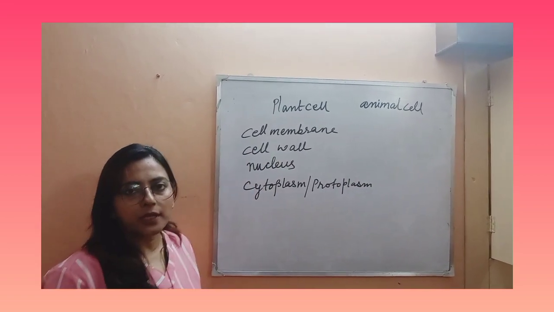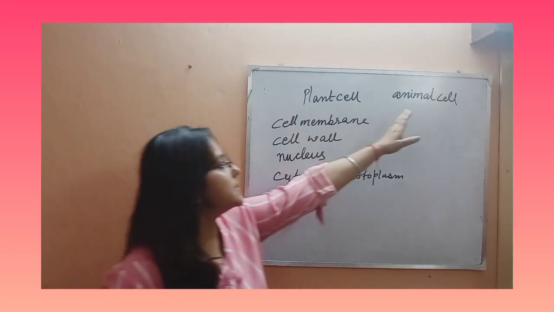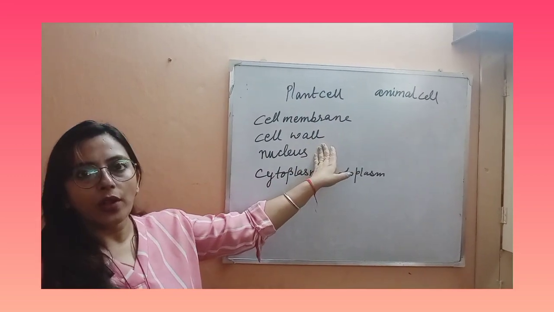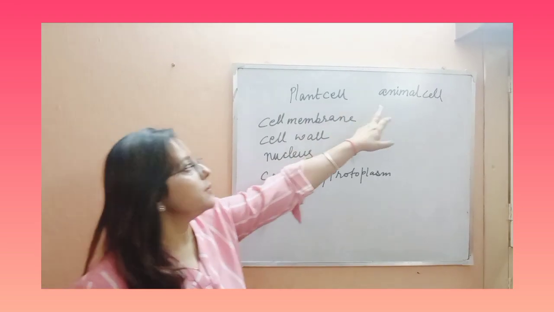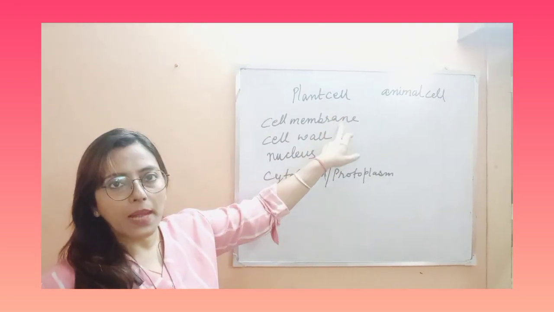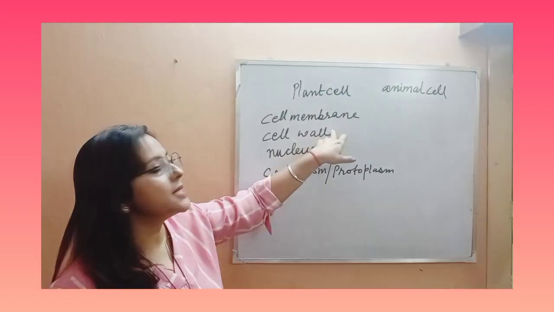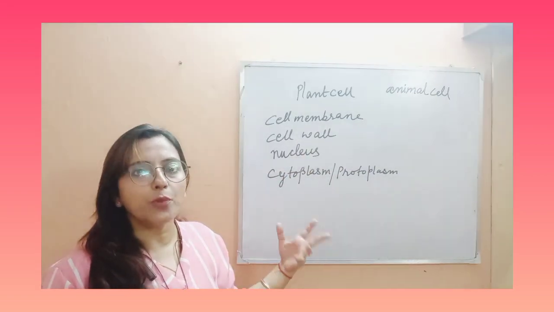Students, one important thing you should know: animal cell has no cell wall, but plant cell has both cell wall and cell membrane because of extra protection. Animal cell has only the cell membrane.